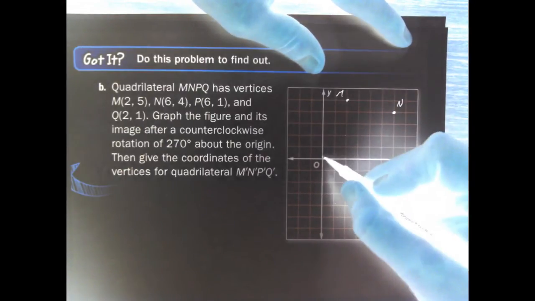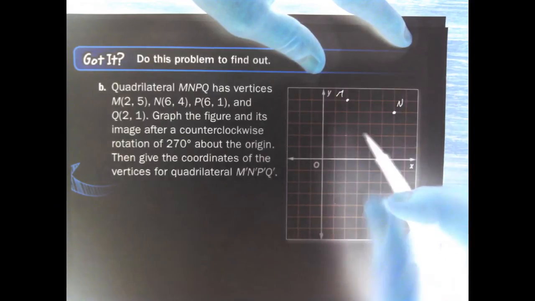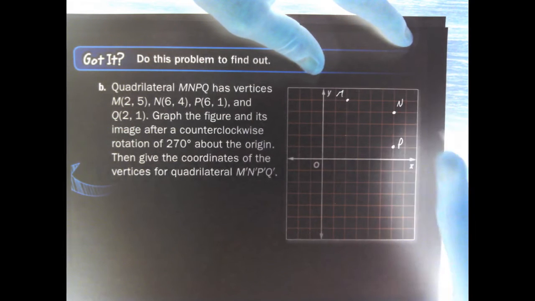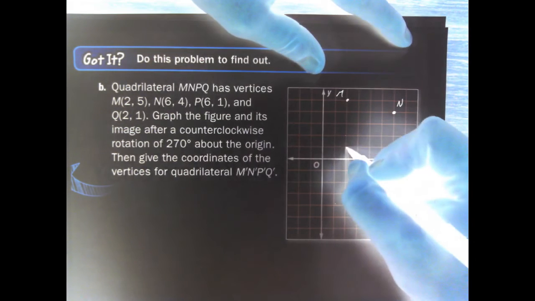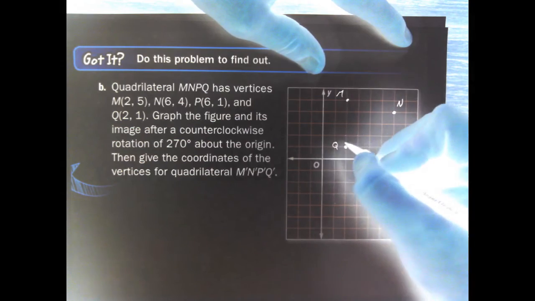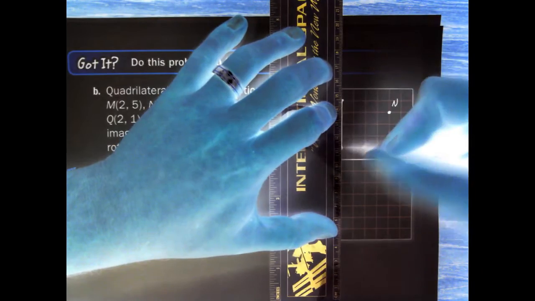P is 6 comma 1. 3, 4, 5, 6. Yeah, it is 6, 1. P and Q is 2 comma 1. Right there. M N P Q. Okay. Use my ruler so it looks nice.